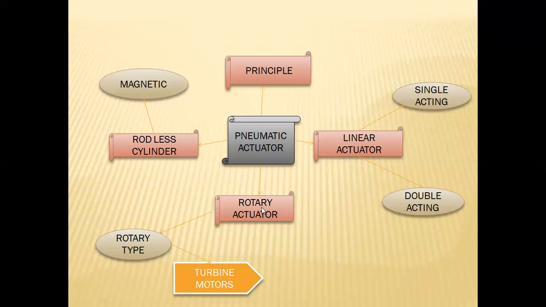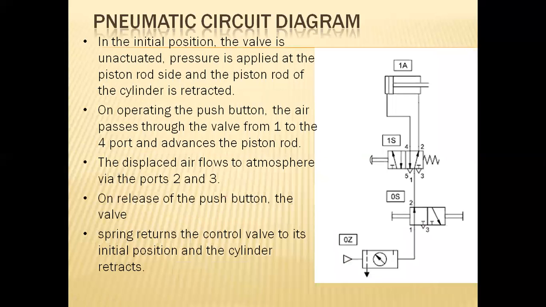Coming to the rotary actuator, the pneumatic power supply is of the rotary type, and the best example is the rotating motors we have just discussed, and even the turbine for power production, where the turbine motors are being rotated.